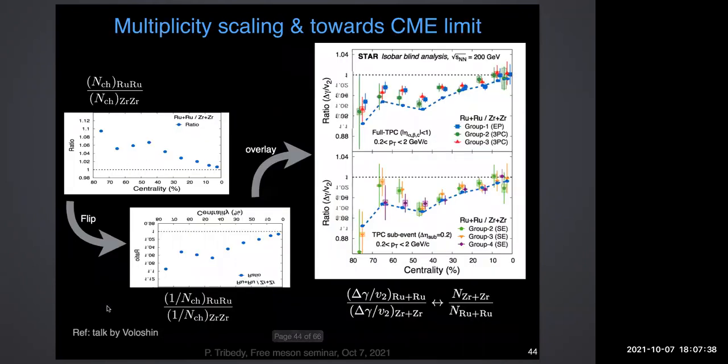You could do something else. This I took from Sergei's talk, which was given a few days ago. This is the plot I showed you before of multiplicity in ruthenium over zirconium as a function of centrality. I told you, as a response to Sorendu's question, that ruthenium has higher multiplicity than zirconium. So what you do is, this is ruthenium over zirconium, you flip it to 1 over n charge in ruthenium. This is what you want to know, and this is what you wanted to compare to these other points, which is charge separation, and this is our new baseline.